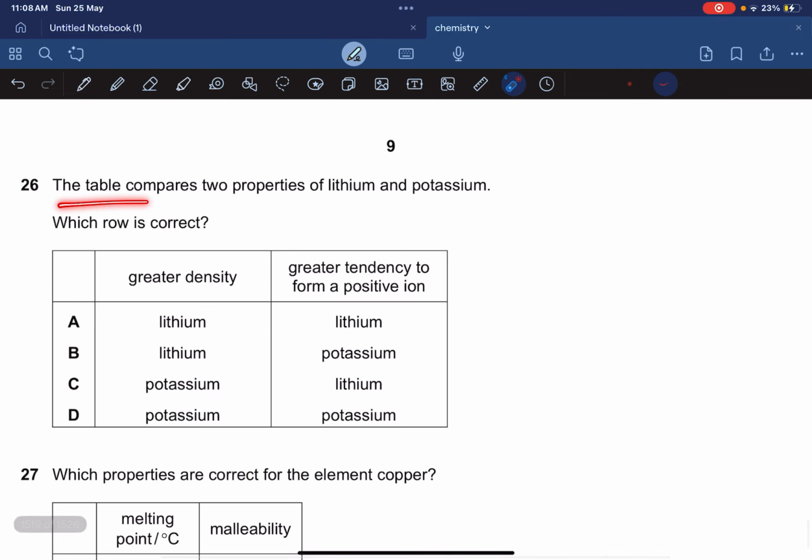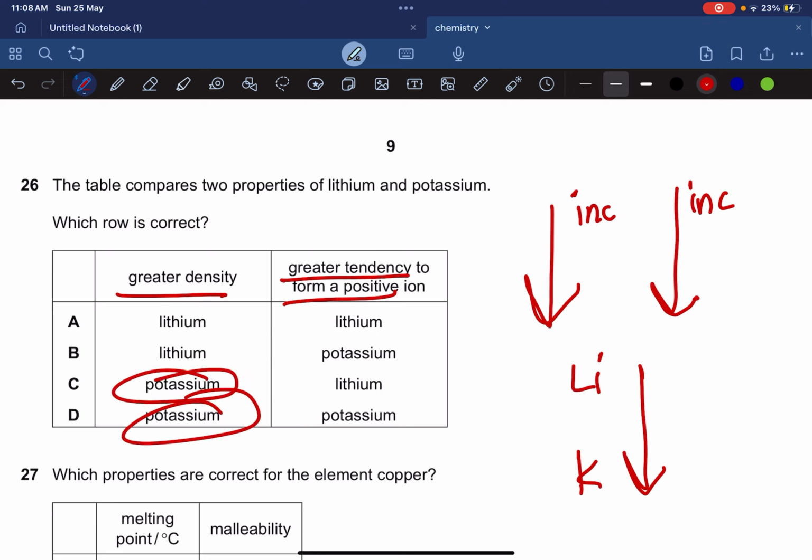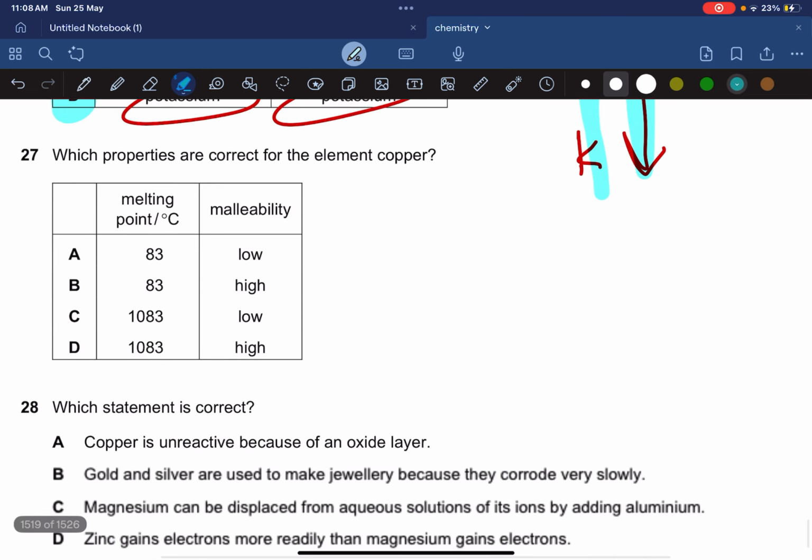26. The table compares two properties of lithium and potassium, which is correct? Down the group you should know the density is going to increase, and the tendency to form a positive ion will also increase. Lithium is above, potassium is below. So potassium is going to have a greater density and a greater capacity to lose electrons, so greater density and greater tendency are both of potassium, making it option D. You just had to learn the trends for group 1.